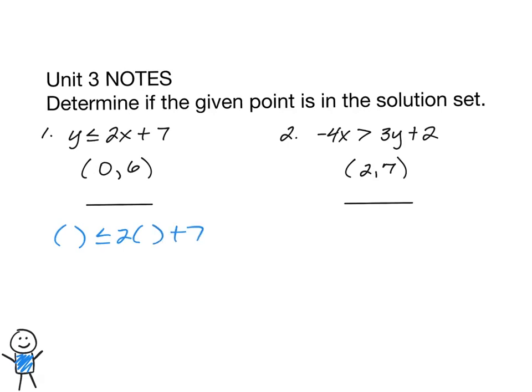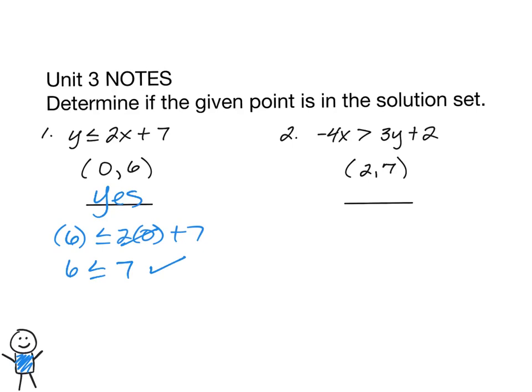Now in place of the x, I'm going to plug in the x value from my point, which was a 0. And in place of the y value, I'm going to plug in the y value from the given point, which in this case is a 6. Working this out, we get 6 less than or equal to 2 times 0 is 0, and we're left with a 7. Is 6 less than or equal to 7? Yes, it is. So (0, 6), that point is in the solution set of this inequality.